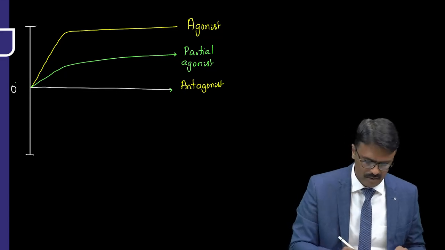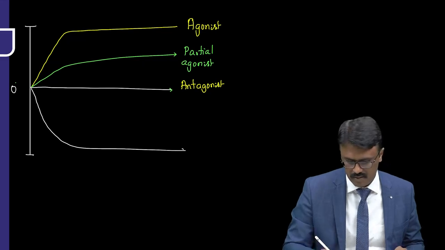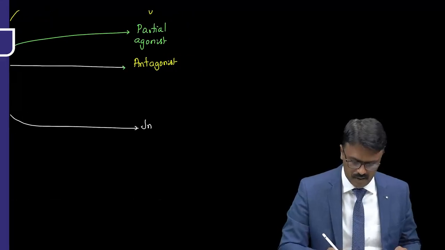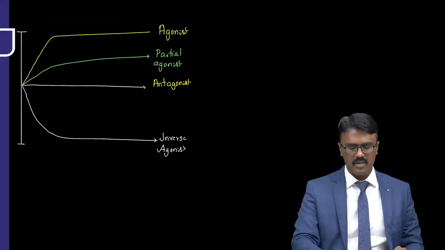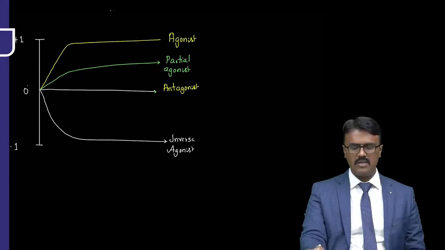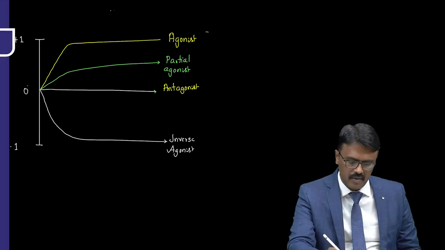And now if I trace it below down, -1, this is what we mean by inverse agonist. This is the graph. So this can be asked in your exams. Identify this. Classical example I will give you: agonist drug.